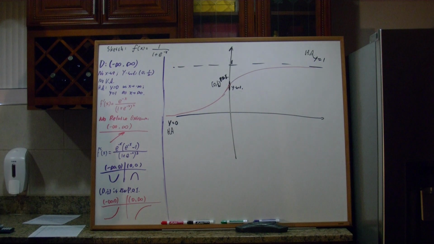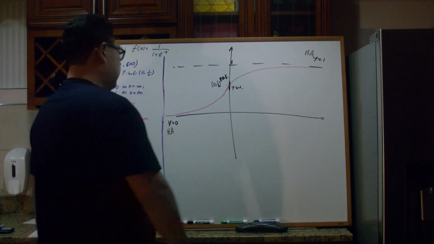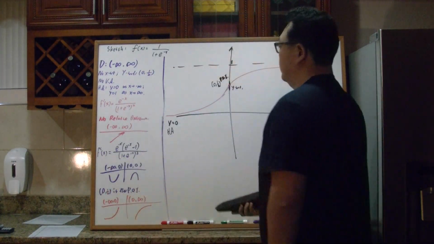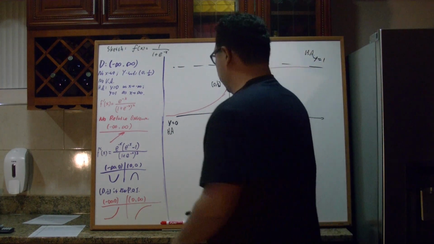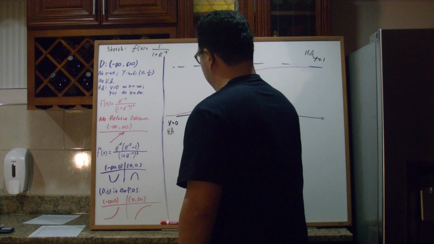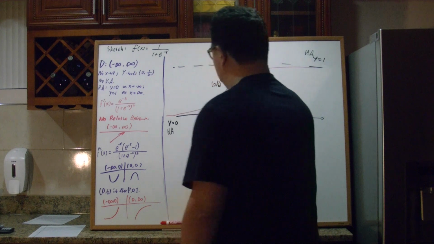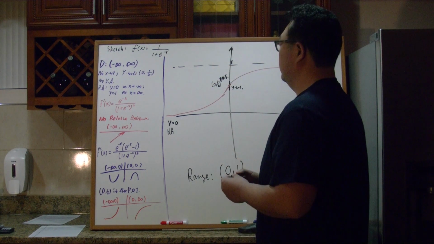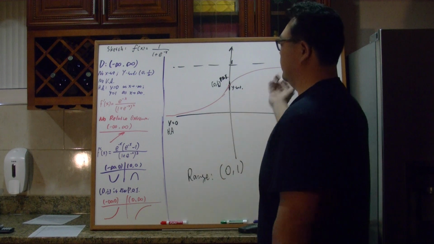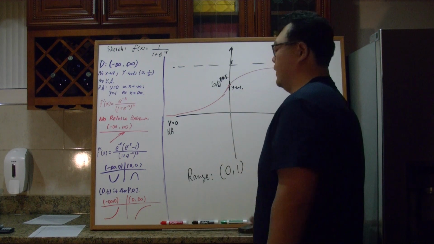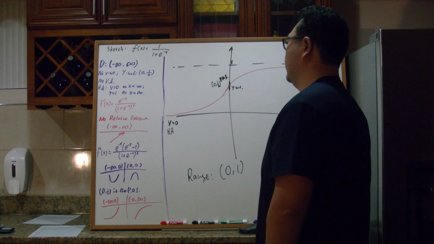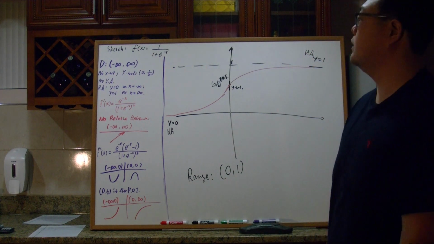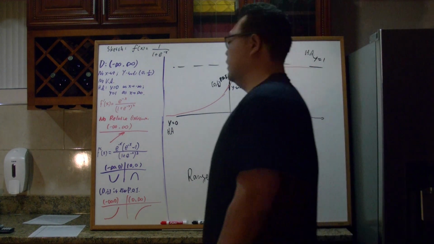So that is our function here. That is the full step, and of course finally the range is from 0 to 1. We are not able to take the value 0, not able to take the value 1, but everything in between we are able to take. So that is this question.